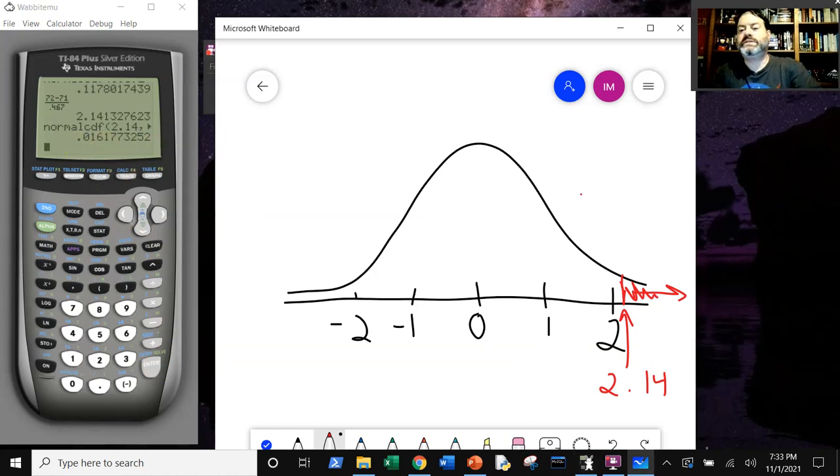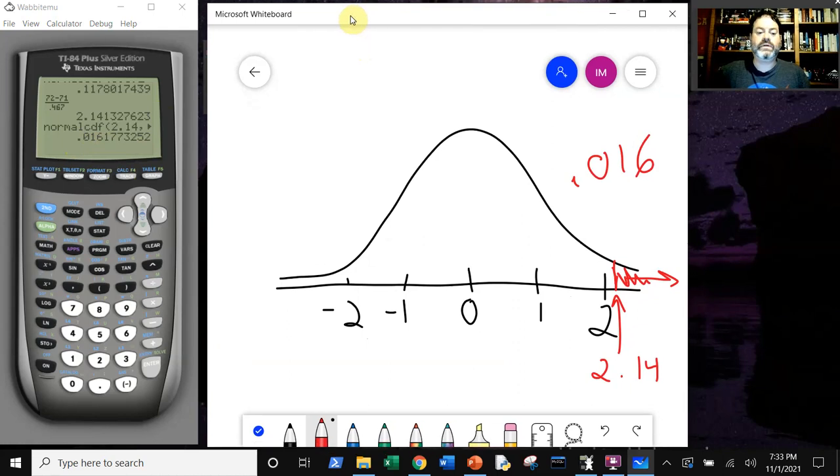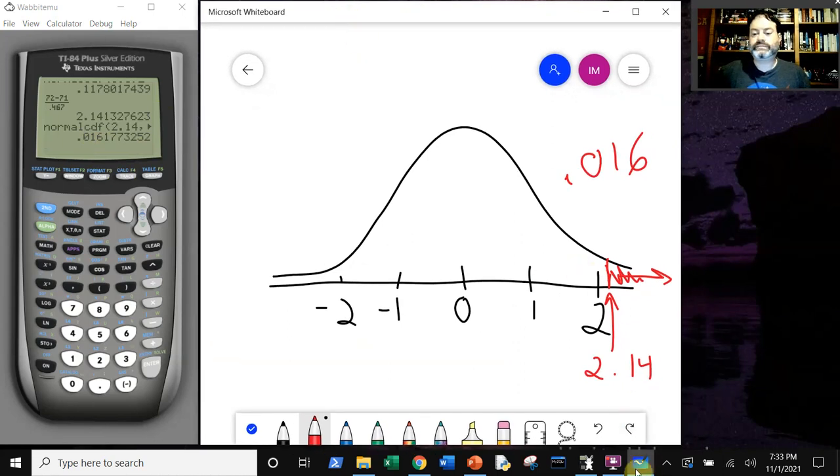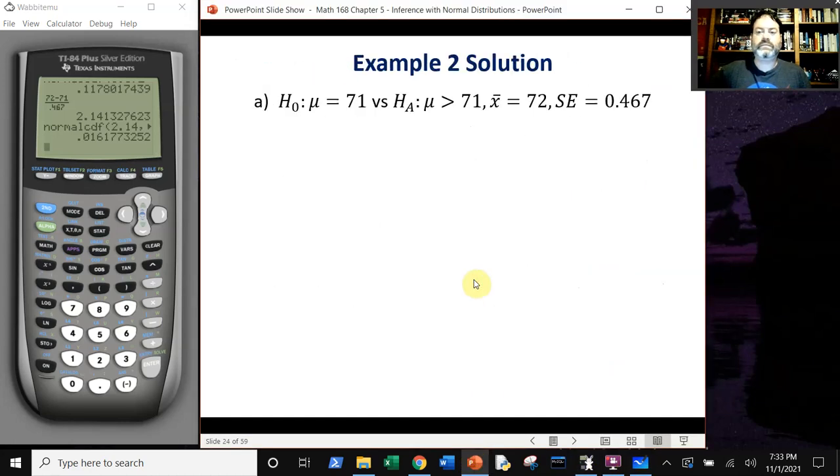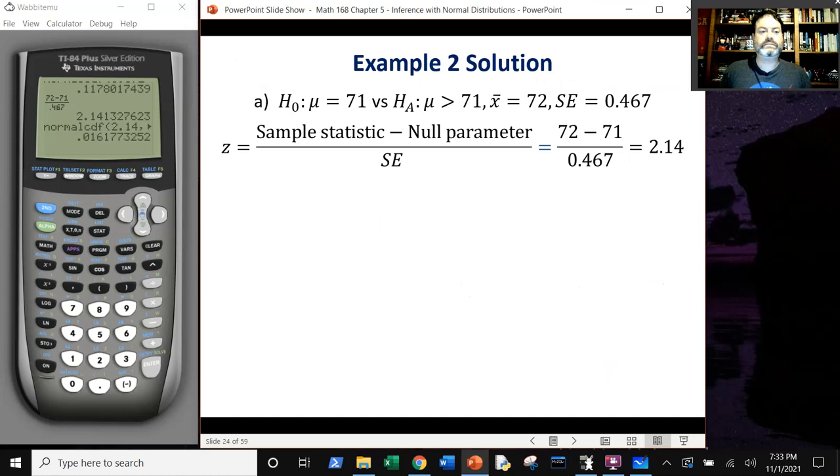One thing that's nice to do sometimes is just write it on here and check it and say, does this look like a very small portion of the graph? Yes. Does it look like 1.6%? Pretty much. Just kind of check your work. Right, so we did that.